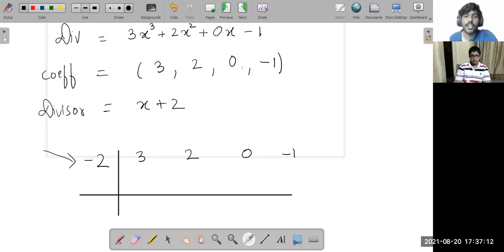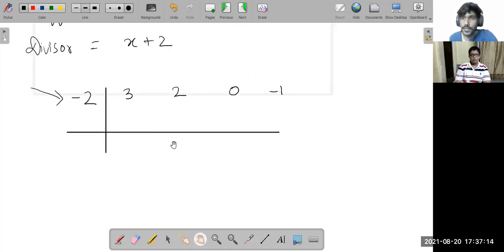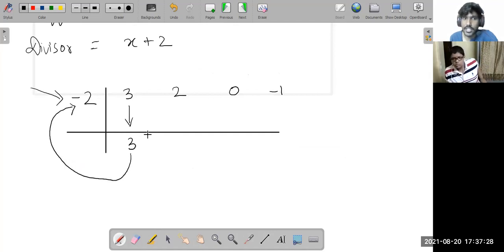Okay. Now let's start with the actual division. What we are going to do is called synthetic division. First, you write this first 3 as it is. Next, you multiply your 3 with the divisor number. 3 into -2 is -6. That -6, what you get after multiplying, I'll write it here. Now 2 minus 6. How much is 2 minus 6?